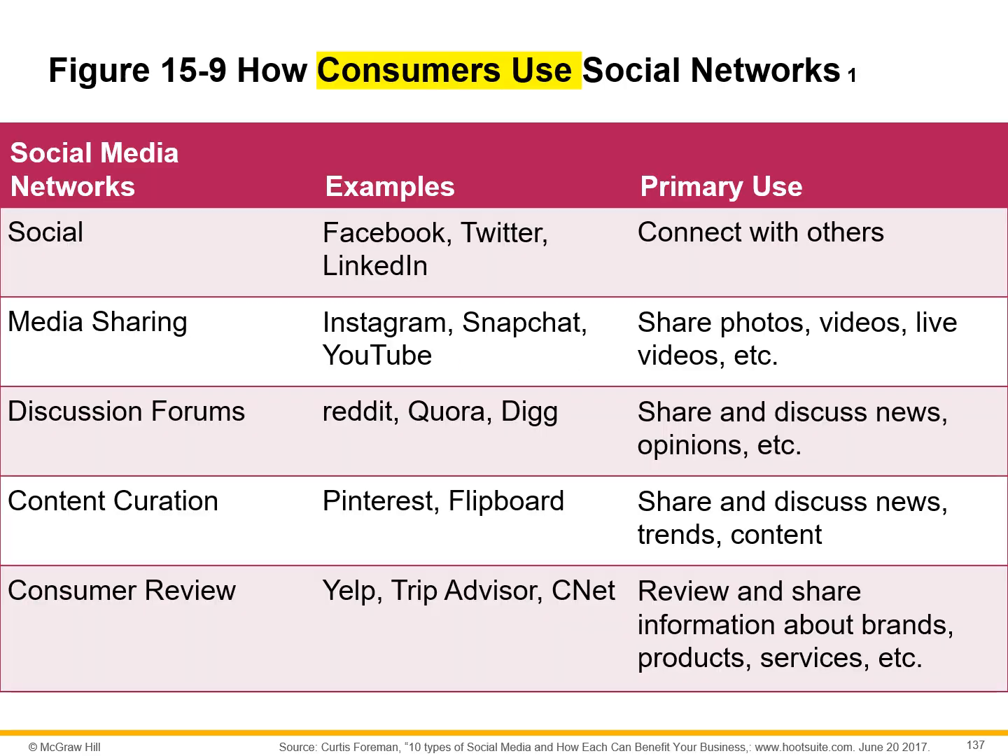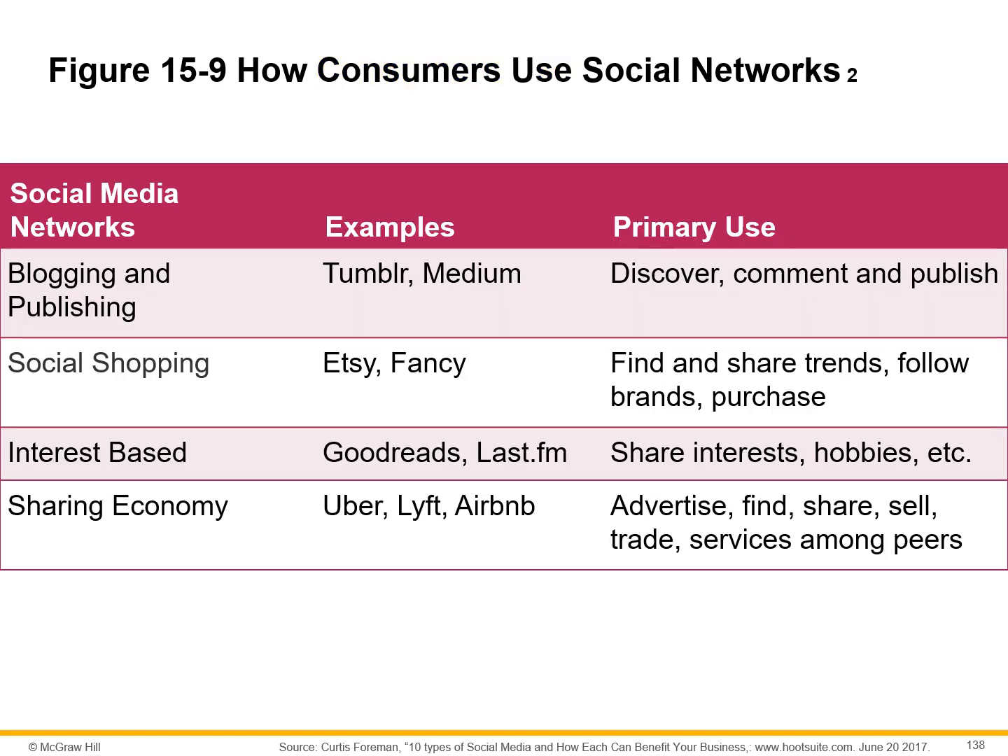Okay. So here, this table summarizes how consumers use social networks. All those examples like Facebook, Twitter, LinkedIn, Instagram, Snapchat, YouTube, Reddit, Quora, Digg, Pinterest, Flipboard, Yelp, CNET, TripAdvisor, etc. Tumblr, Medium, Etsy, Fancy, Uber, Lyft, Airbnb. I'm sure many of you use most of them.